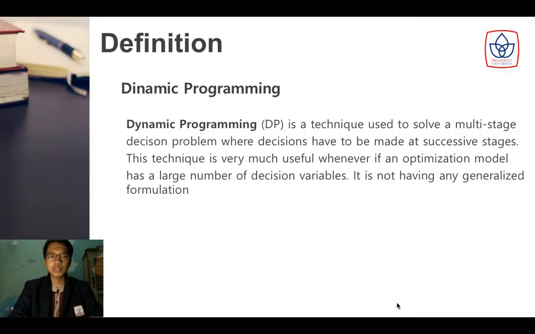We start from definition. Dynamic programming, or DP, is a technique used to solve a multi-stage decision problem where decisions have to be made at successive stages. This technique is very useful whenever an optimization model has a large number of decision variables. It does not have any generalized formulation.